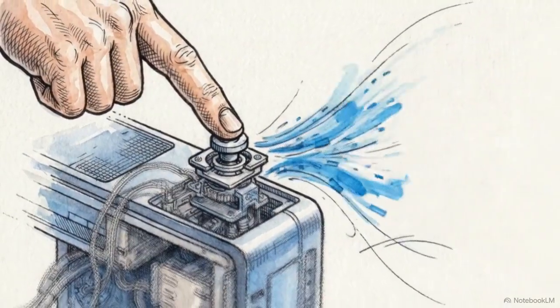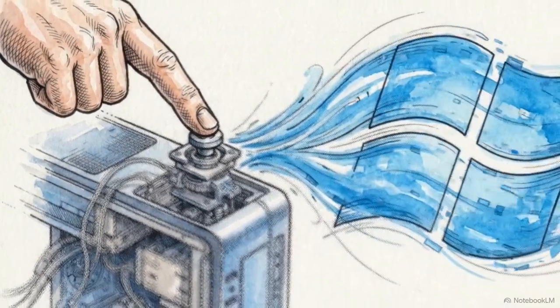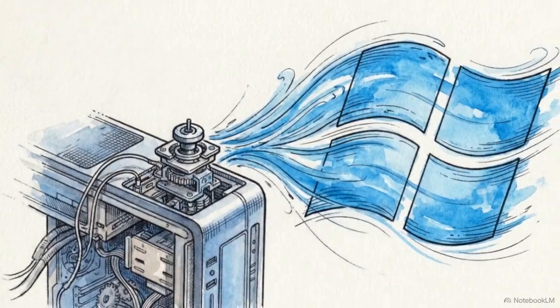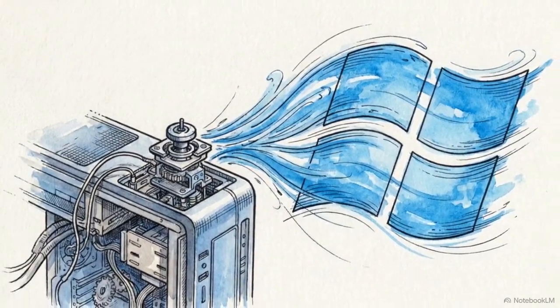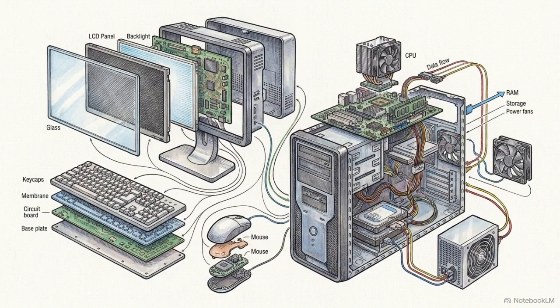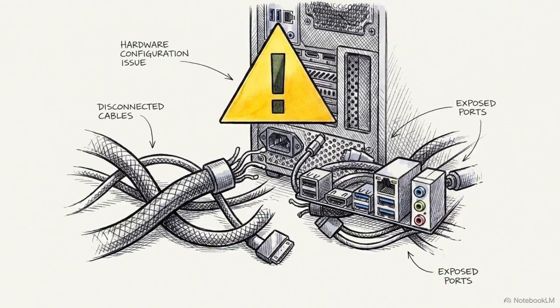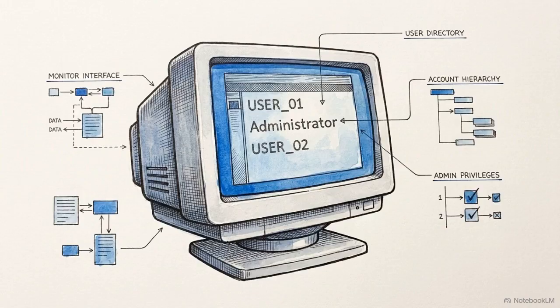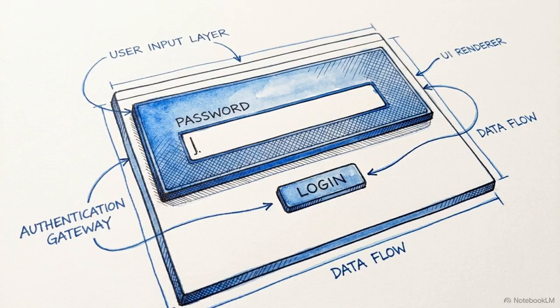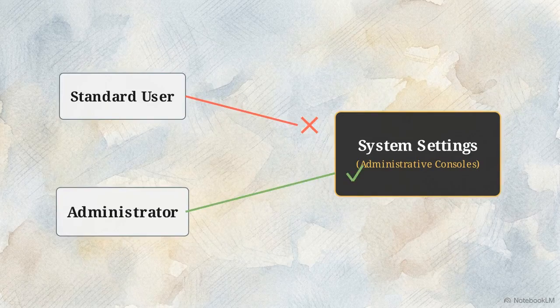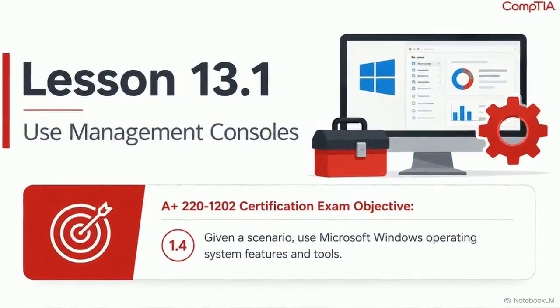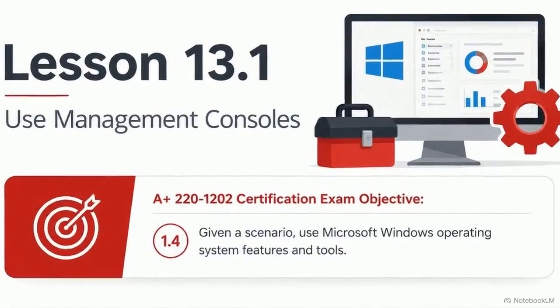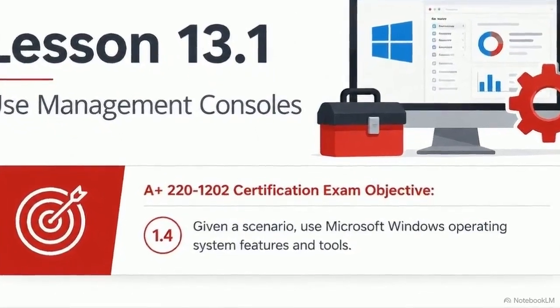Effectively managing a Windows environment as a technician requires moving beyond the standard user interface and into the built-in administrative consoles. Our objective is to configure a functional workstation by resolving a hardware conflict, provisioning a new storage drive, and defining specific user permissions. Objective 1.4 of the CompTIA A+ exam, translating technical theory into functional system control. We'll start with the hardware layer.